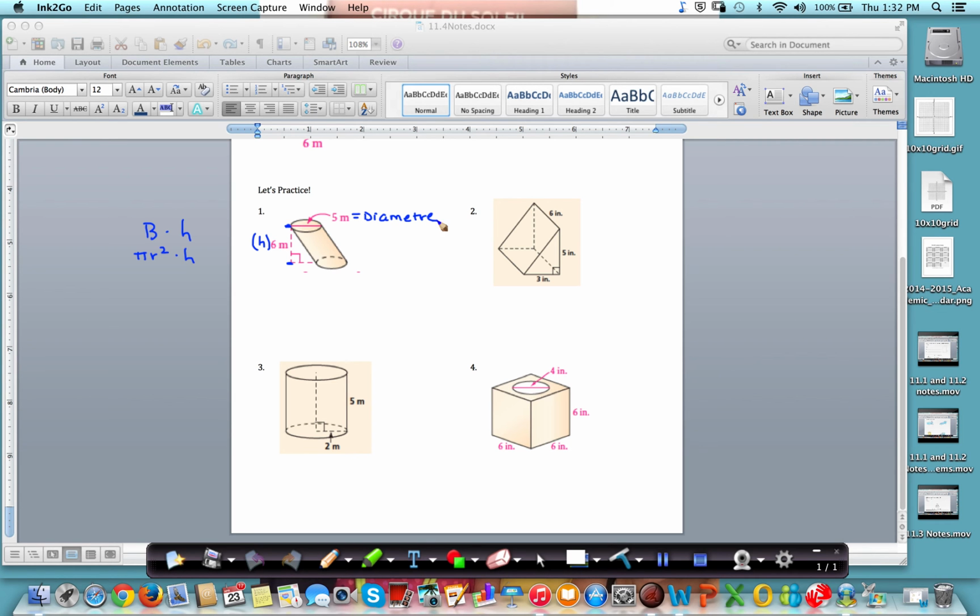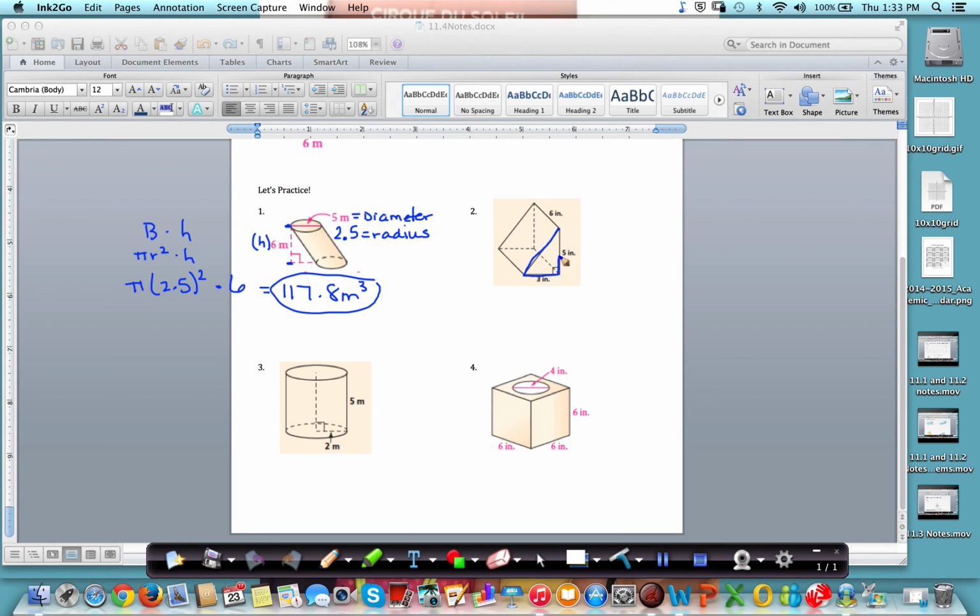All right, and I need the radius, not the diameter. So I need half of the diameter. That's what my radius would be. Okay, so 2.5 is the radius. Now I have everything I need for my formula. Pi times 2.5 squared times the height of 6. You go ahead and multiply that all out, and you get 117.8 meters cubed.